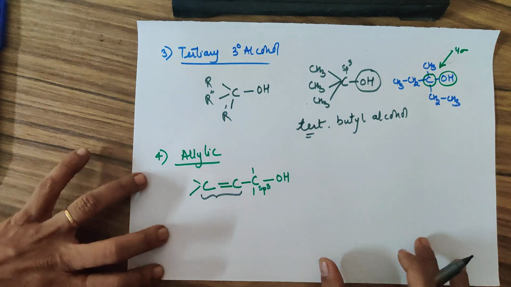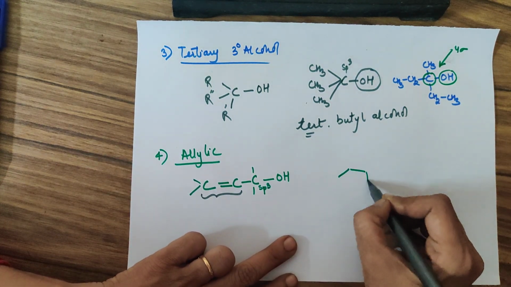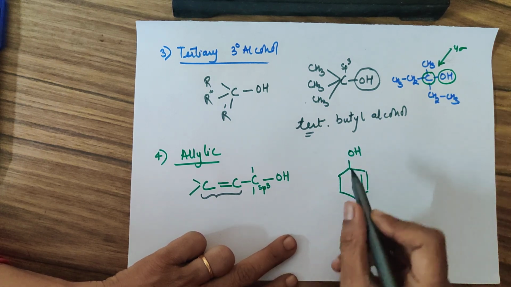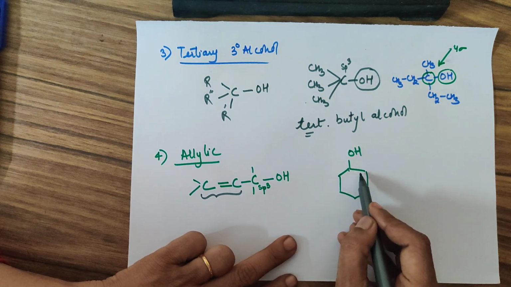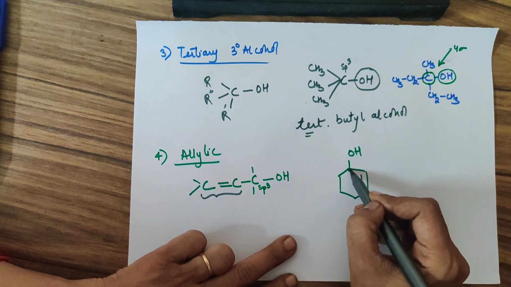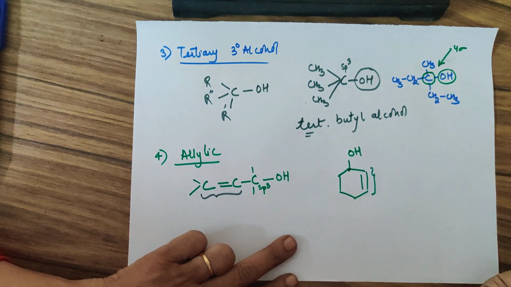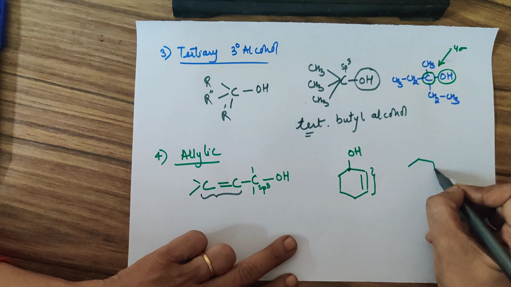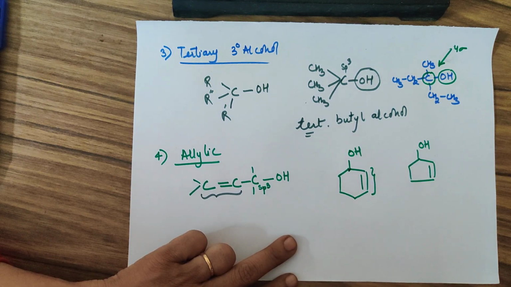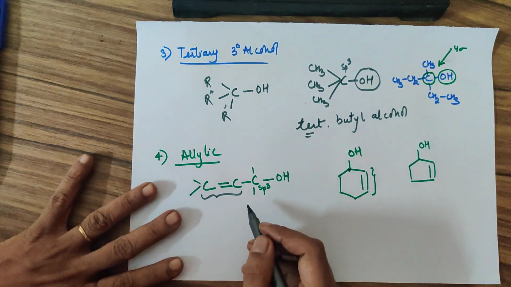Let me give you a few more examples on this category. Have a look at this. Can you see this? OH is attached to a carbon. Here only 3 bonds are visible, but it has a 4th hydrogen to it. OH is attached to a carbon which in turn is attached to a double bond unit. So this also falls under the category of allylic alcohol. Another example. This is also an allylic alcohol. Have a look at this one now.